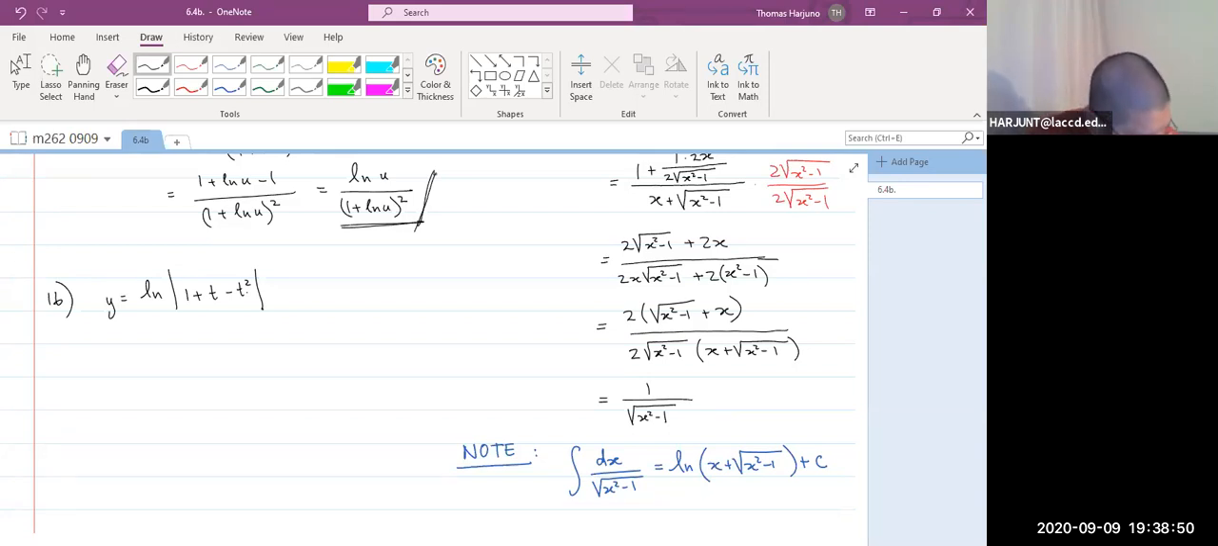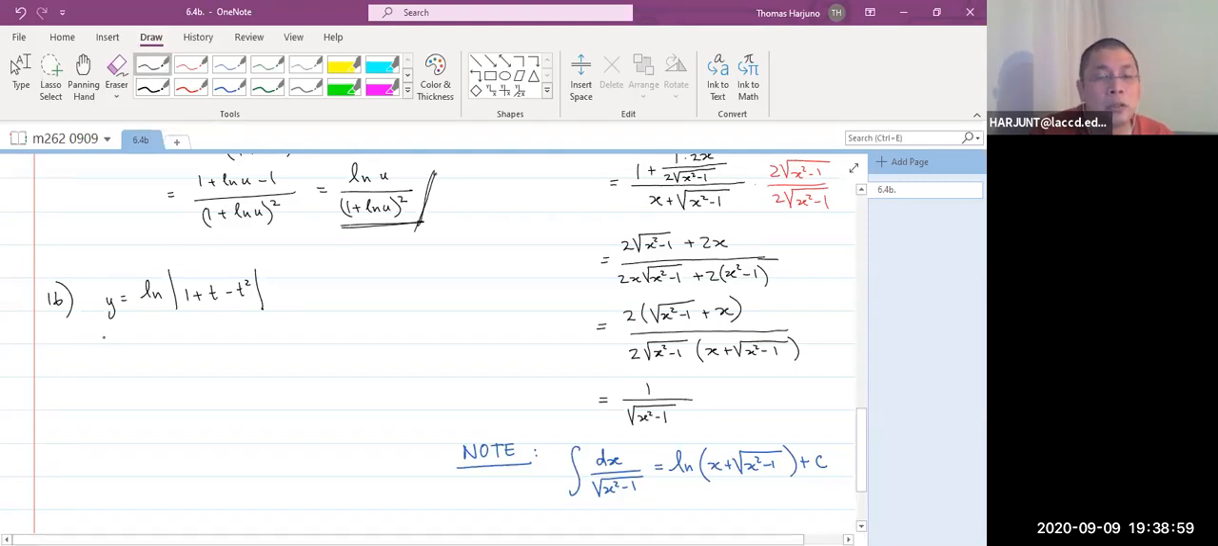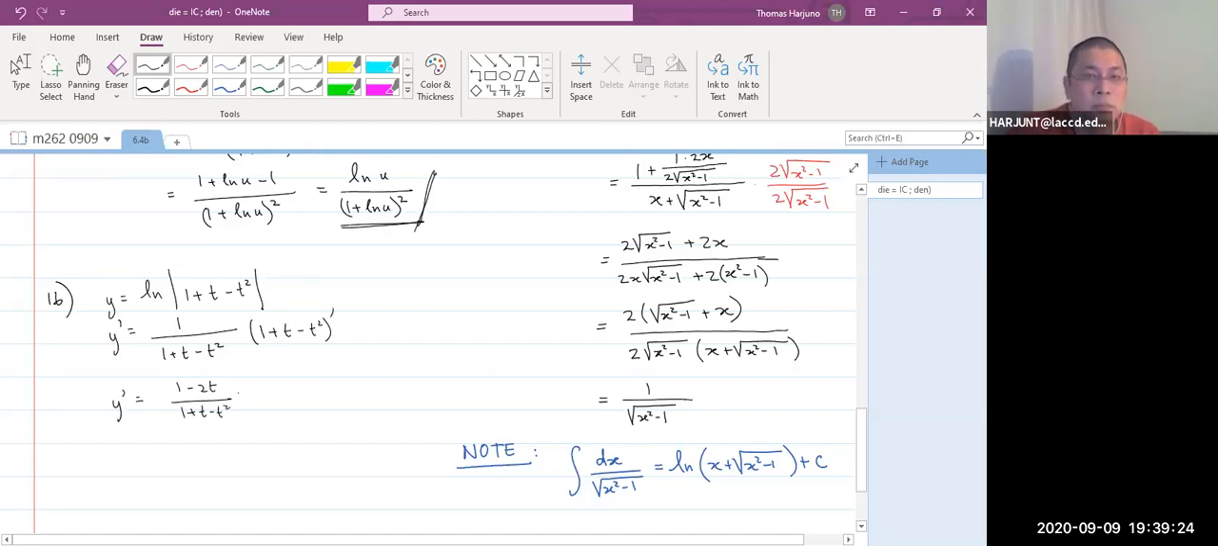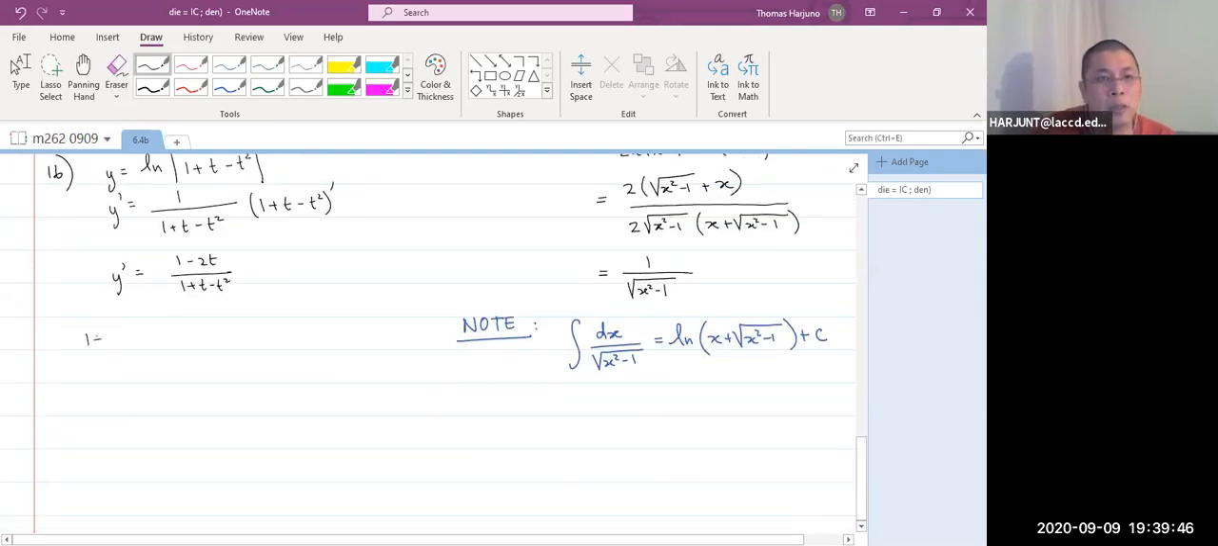Let's see. Let's find the critical points first, even though I don't think that's necessary. I suspect that y prime equals 1 over this guy times the derivative of this guy. So there will be 1 minus 2t over 1 plus t minus t squared. Okay, but let's see the detail. I would like to see the detail. See, the thing is 1 plus t minus t squared may be positive, may be negative. I don't know.